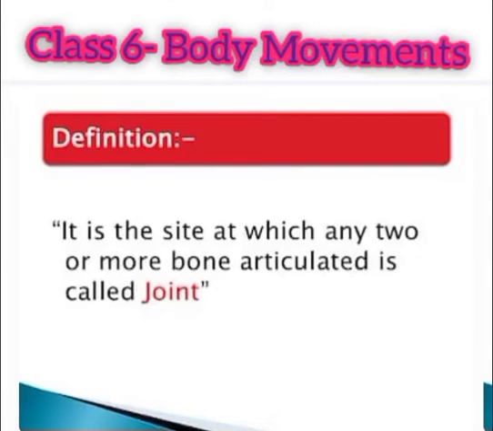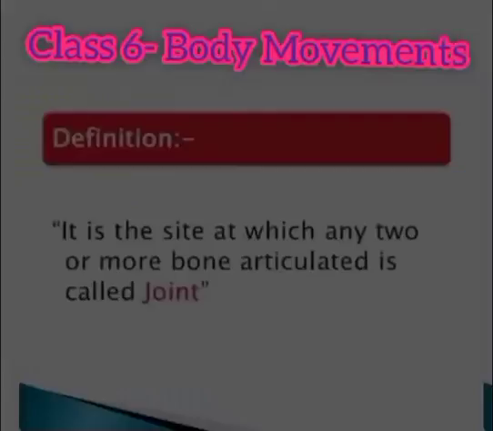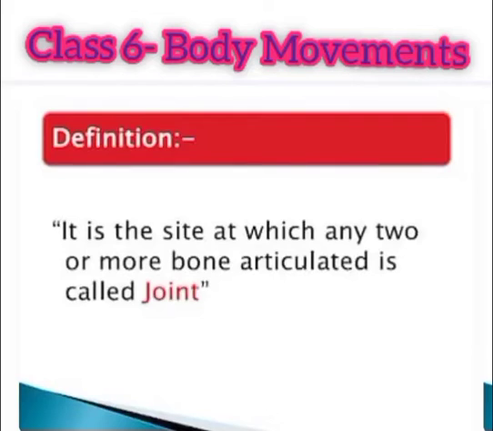Hello children. So today in the chapter body movements we are going to study how human beings are able to move the different body parts. Now you know that we have joints all throughout our body in different body parts. Like our arms have joints: shoulder joint, elbow, wrist.